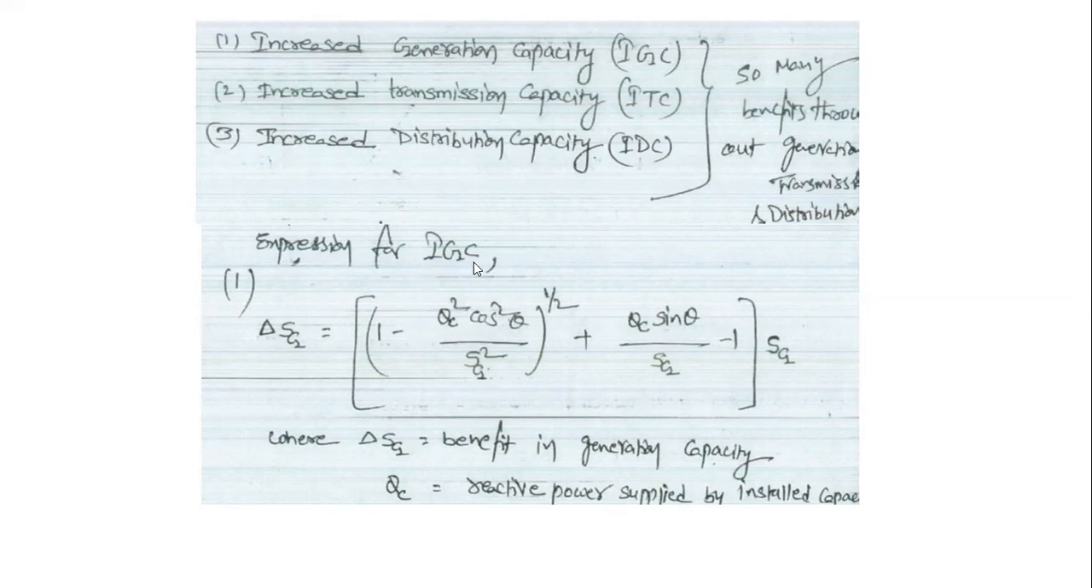First, the expression for increasing the generation capacity. Delta SG equals the square root of 1 minus QC square cos square theta by SG square, whole power 1 by 2, plus QC sin theta by SG, minus 1, into SG. This is the fixed formula for calculating the change in the generation capacity of a generating system. Delta SG is the benefit in the generation capacity and QC is the reactive power supplied to the system.